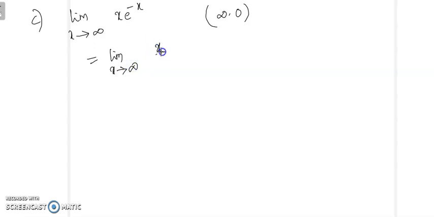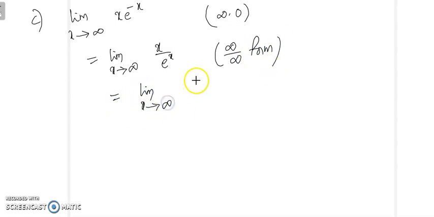And next is limit x tends to infinity x e raised to minus x. So this is in infinity into 0 form, so you can rewrite it as x by e raised to x, which is in infinity by infinity form. So by L'Hospital rule, taking the derivative on numerator and denominator, 1 by e raised to x.